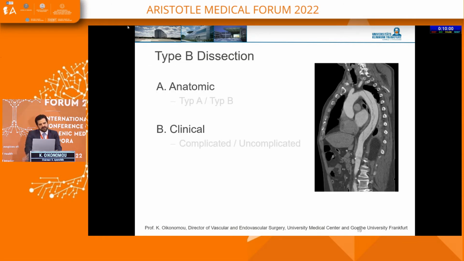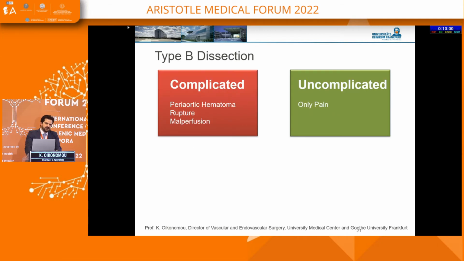In the case of type B dissection, the indication to treat is a bit more tricky. Up to a few years ago, these dissections were classified as complicated and uncomplicated. And this classification was quite strict, meaning that the patients that had periaortic hematoma, rupture, or malperfusion were considered to be complicated. The patients that only presented with chest pain were uncomplicated. And in this sense, these uncomplicated patients were treated primarily conservatively.